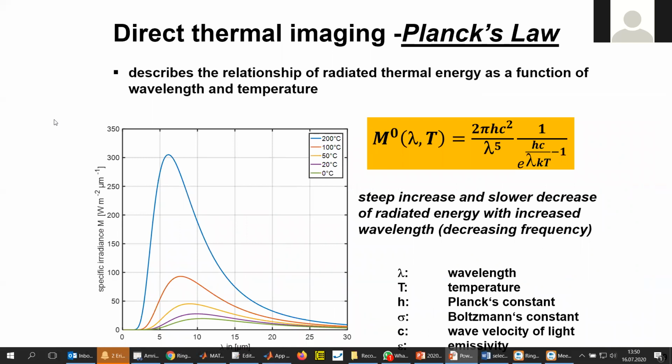The first one, Planck's law, describes the relationship of the radiated thermal energy as a function of wavelength and temperature. You see here different curves which were computed for different temperatures. The formula is given here, which means that if you know the temperature of an object, which in our case here has to be a black body, you can compute the transmission spectrum in the infrared range.